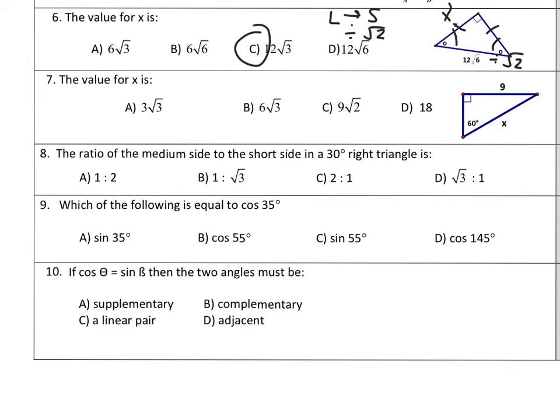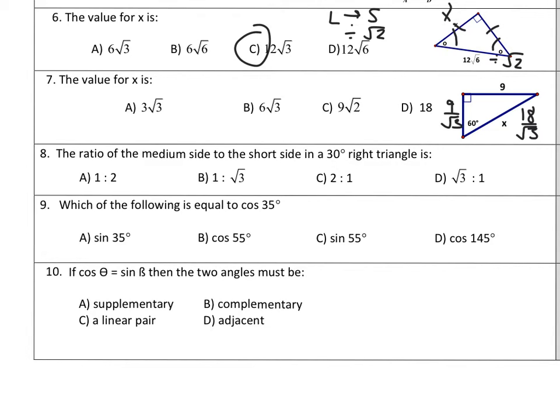For number 7, the value of x is, so for this problem, we're given the medium, so medium to short, we're dividing by the square root of 3, and then the long would be multiplied by 2, so that would be 18 over the square root of 3, since this is our 30, 60, 90 triangle. So 18 divided by the square root of 3.